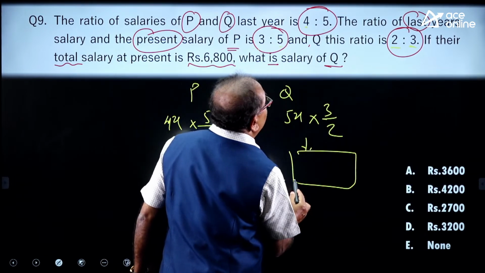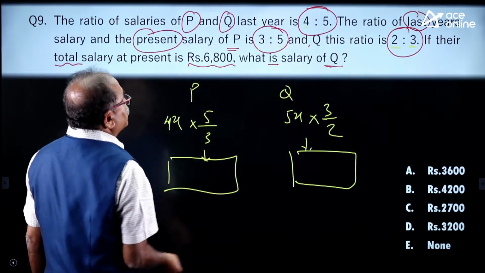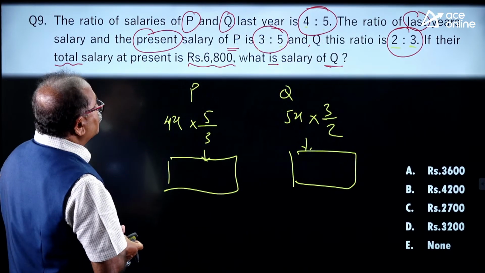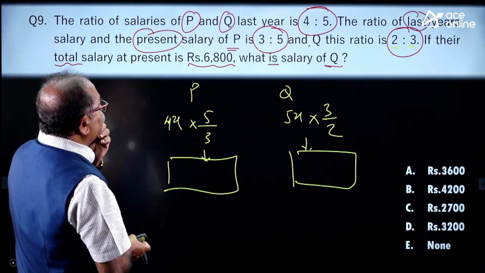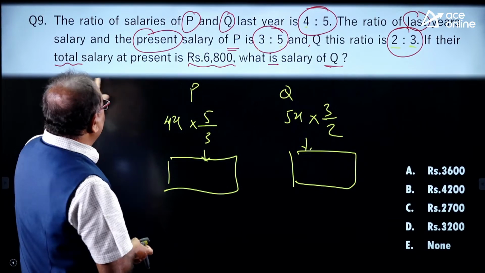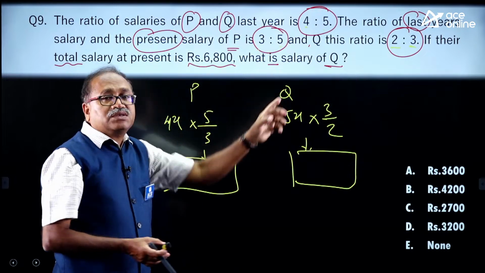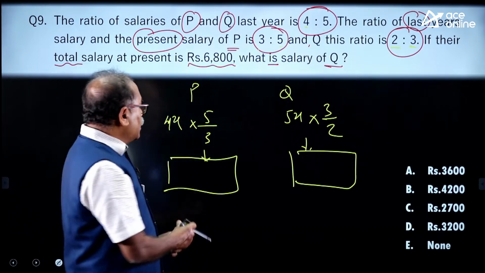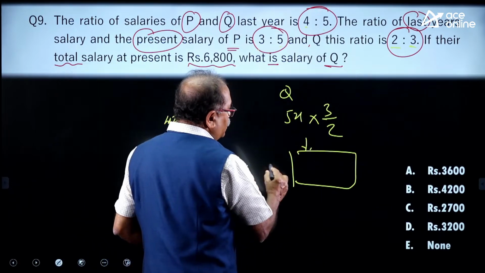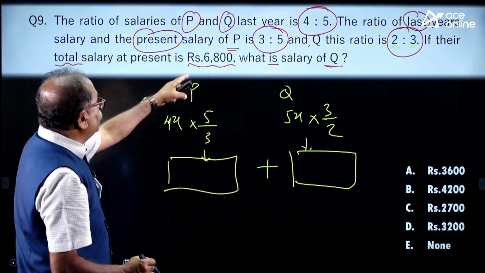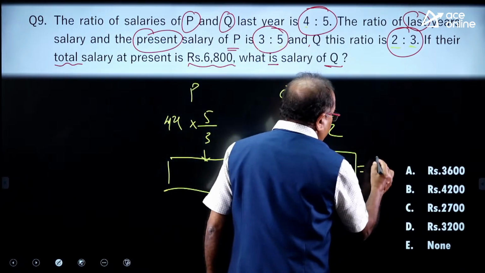And this present one, we have a ratio. What is that? P to Q, and this ratio is 2:5. Their total salary is 6,800. What is the salary of Q? So I will get this in the form of x. This is in the form of x, and the total is given to you as 6,800.